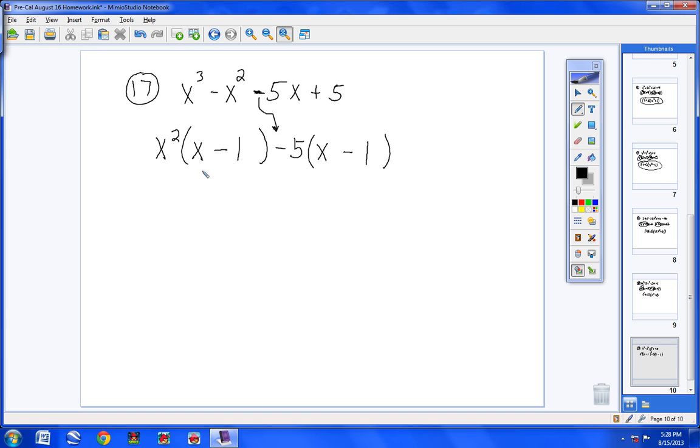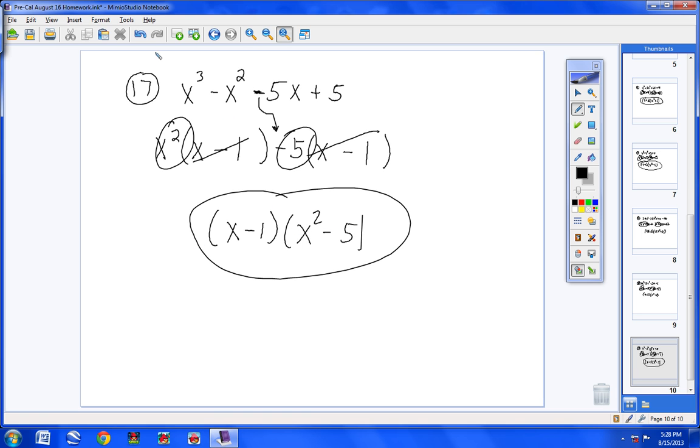All right. Now notice your parentheses match, which they should. So we're going to go ahead and write our matching parentheses once, and when we do that, we're left over with x squared minus 5. X squared minus 5. And that is the end of the homework, okay? Guess I could make a little better parentheses there.